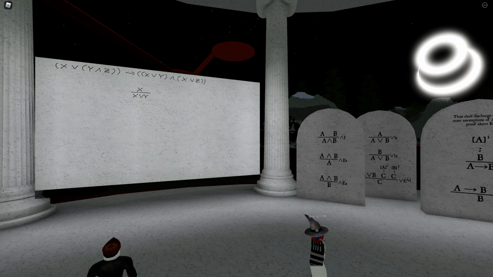This becomes justified as a usage of a particular rule, and this one is called or introduction number one. There's two of those rules. And we also said that from x, x or z holds. And that's or introduction one again.